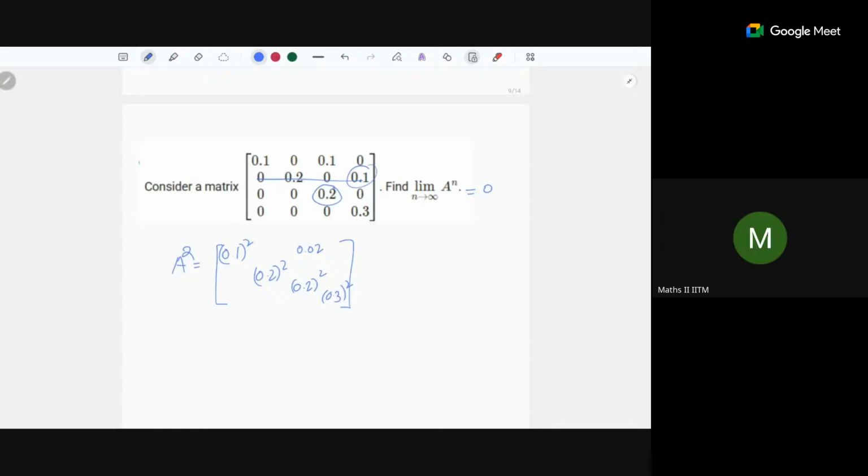I'm just trying to think whether this will go away or not. Looks like not, because what will be the entry here? It is second row, fourth column. That means the second row will get multiplied with the fourth column, so it will be 0.03. Okay, it will stay.